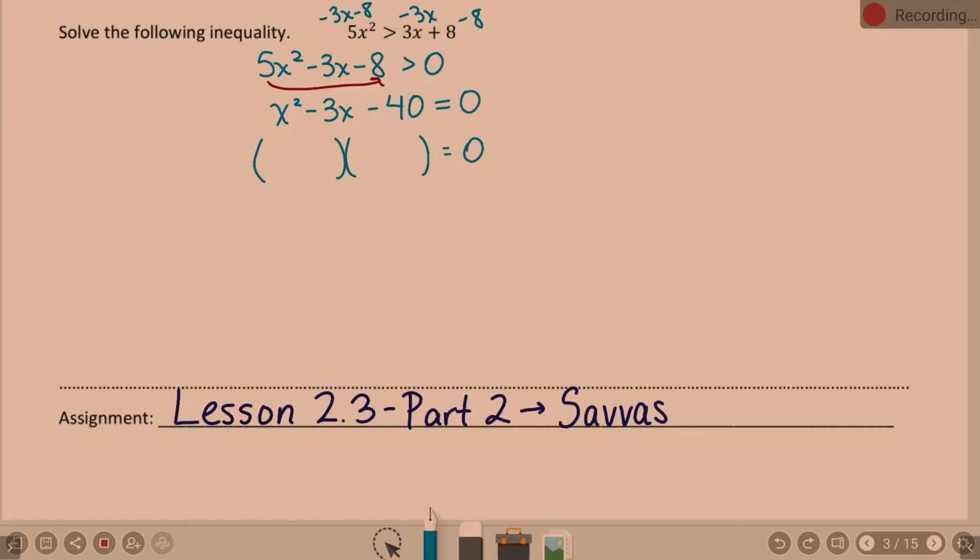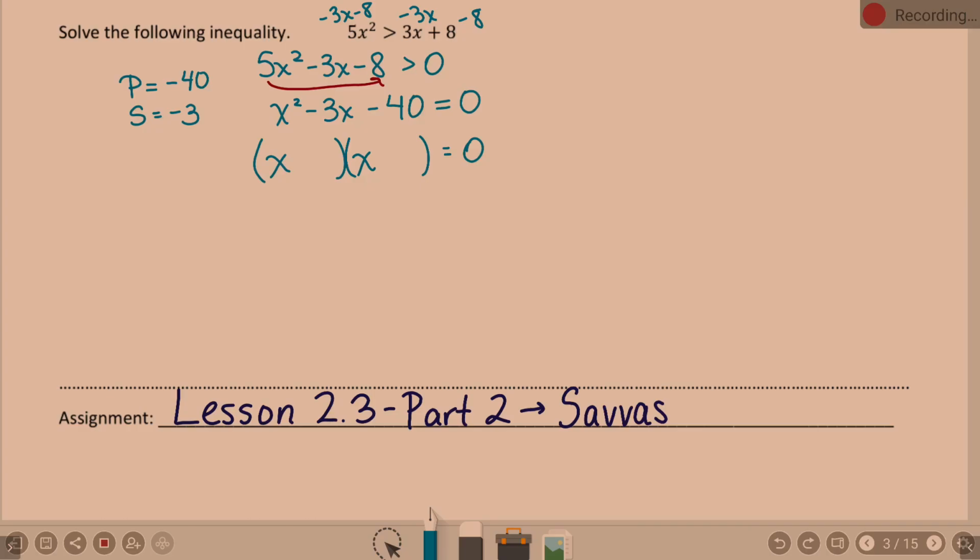You can go for 2 parentheses, right? X squared breaks into x times x. What kind of product and sum are we looking for? A product of? Negative 40. Negative 40. And a sum of? Negative 3. Make a list if you need to.